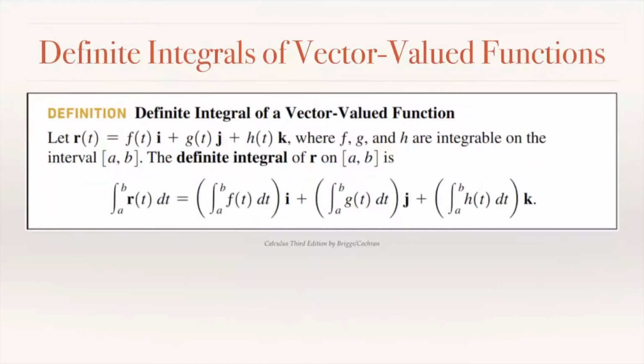And we can also take definite integrals. So if the components are integrable on a region, a to b, then the definite integral on that region is the integral from a to b of r of t dt, and that is defined as the integral from a to b of the first component dt, i, denoting it's still the first component of the vector, plus the integral from a to b of the second component dt, j, denoting it's the second coordinate of the vector, etc.